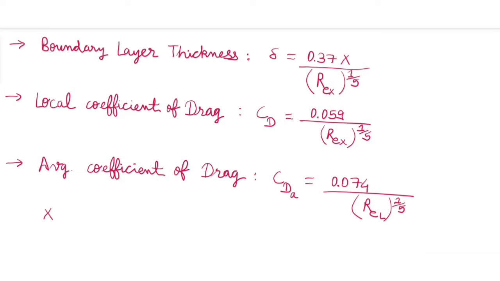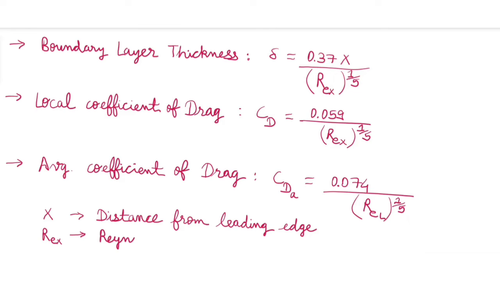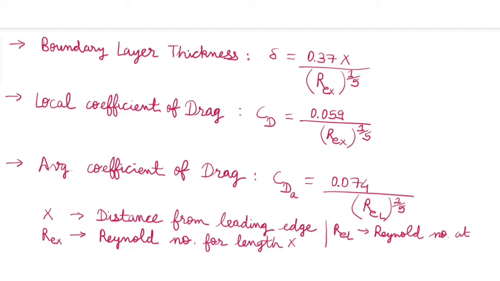flow. So the average coefficient of drag is given by CDA is equal to 0.074 upon REL raised to 1 by 5. Then x is the distance from the leading edge, Rex is the Reynolds number for length x, and REL is the Reynolds number at the end of the plate. So these are the three equations that you need to remember for turbulent boundary layer on a flat plate.